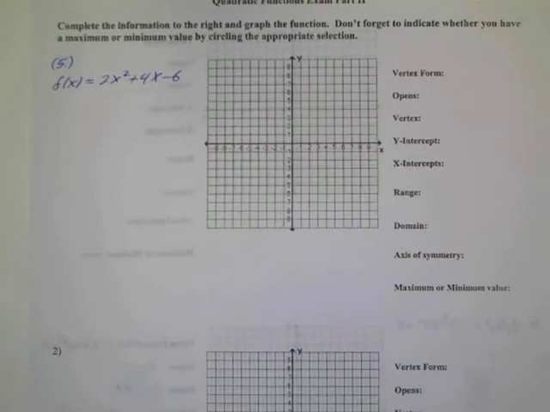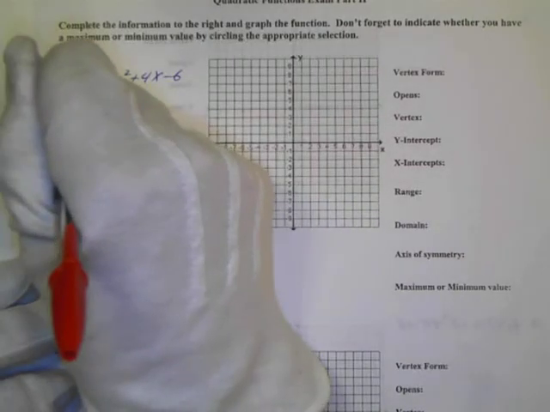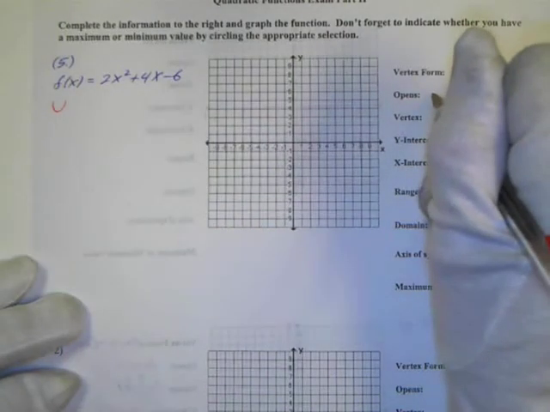Here's another example graphing parabolas, and this is f of x equals 2x squared plus 4x minus 6. And again, we're going to try to answer all these questions about this, so I wrote this over here. But first of all, we could look at this and tell right away, is it shaped like a U or an N? Well, since it's positive, it's shaped like a U. So we know that it's opened up.